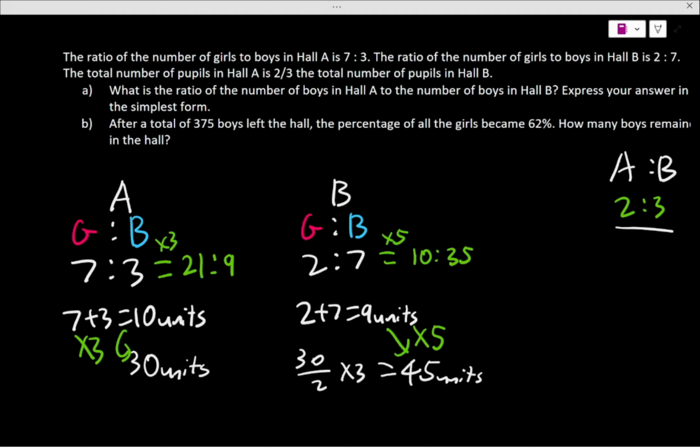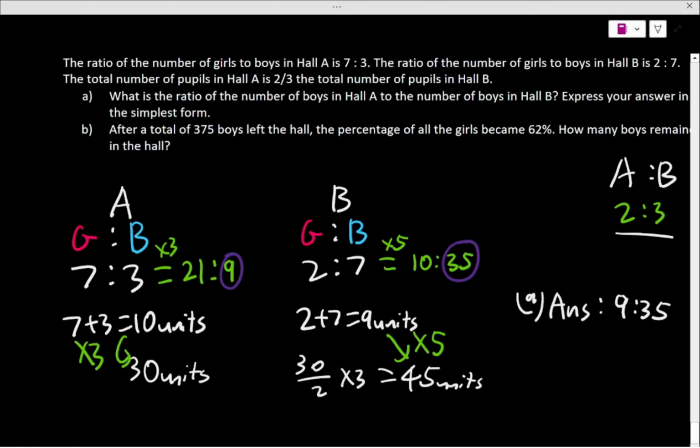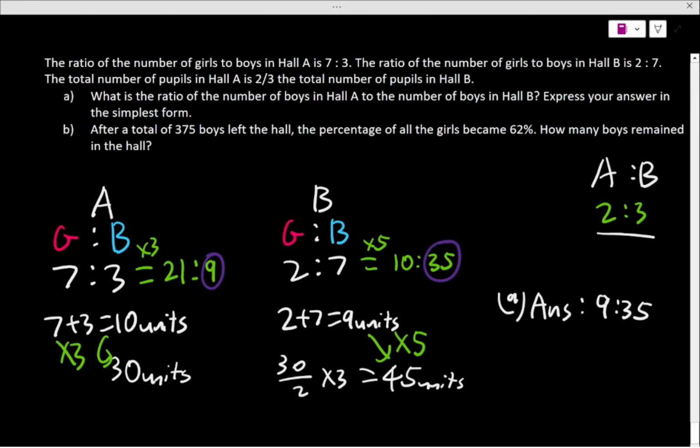So we want the ratio of the number of boys in Hall A to the number of boys in Hall B. Well, 9 units, 35 units. So part A, the answer is 9:35. There is no way to simplify this. Okay, not too bad yet.